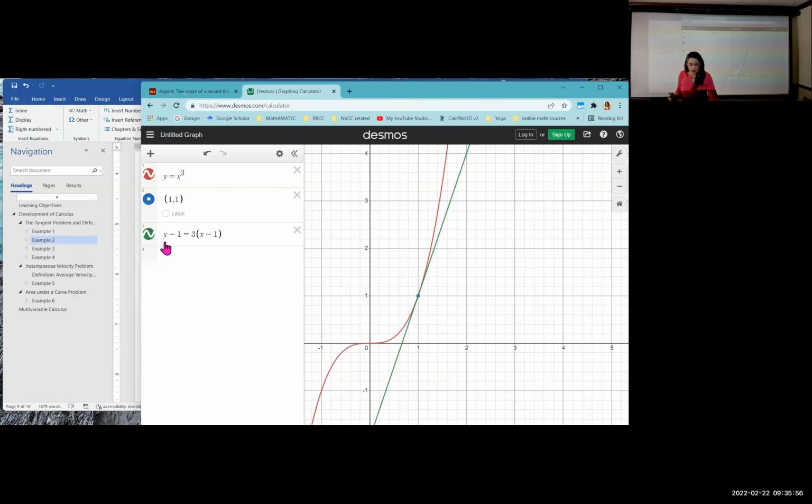Now, how did I get the equation of the line there? I took the y minus y1, the point right here, which is 1, 1. We'll label it. So I took the 1 from the point and the 1 from the point, and then I used my estimated slope of 3. That's the point slope form of a line. y minus y1 equals slope times x minus x1. That's what I did to get the tangent line, and we're going to be doing that all semester.